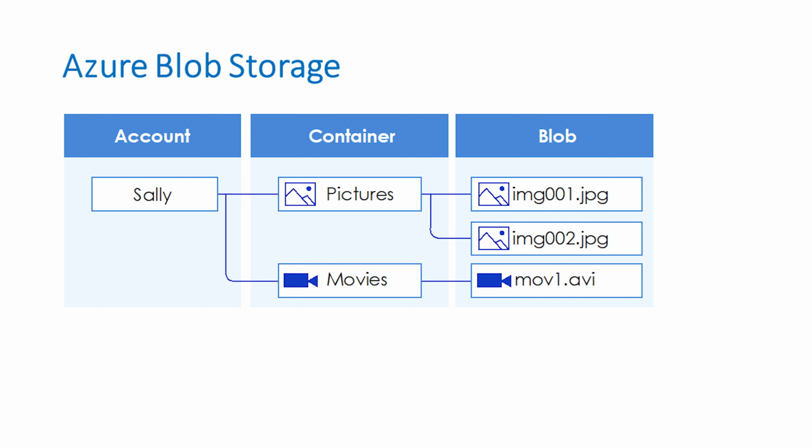As you can see in this graphic that we've deployed, we have an account, Sally. And in Sally's account, we've got a container that has pictures and movies. And inside the blob, we've got some images and movies. So that's realistically speaking what we're talking about.